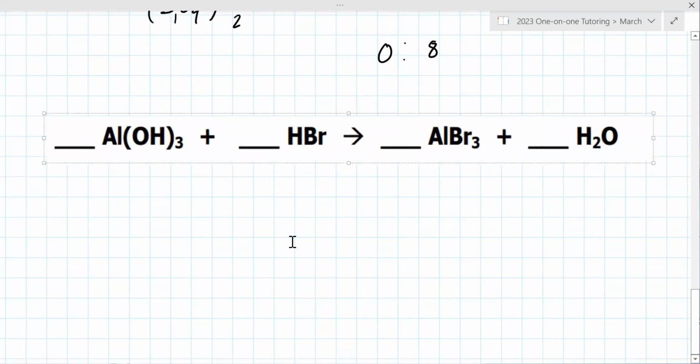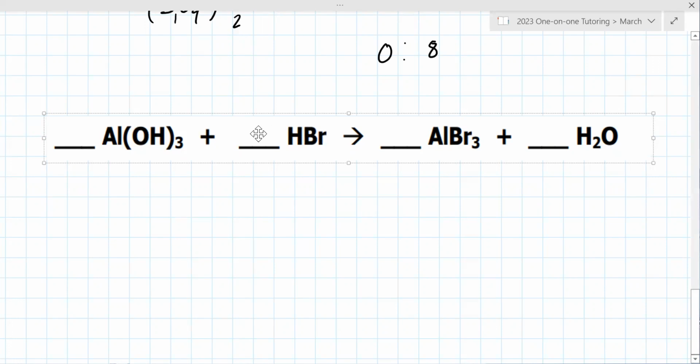All right, so take a look at this here. Tell me which element you would start with to balance and why. Wait, which one are you saying? I'm asking you, which one would you balance? Like which one would you start with? And the options are Al, O, H, or Br. Which one would you start with and why?